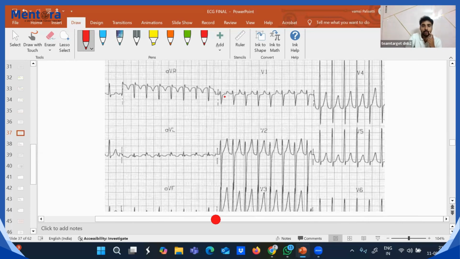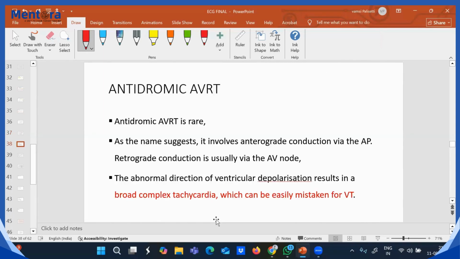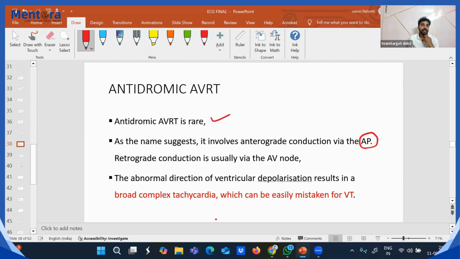So if I control the rate of this patient, that's it. This is the important thing. Nothing else. Okay, clear? Yes, sir. Right. So I go to the antidromic. I already told, antidromic is also rare. As the name suggests, it involves anterograde conduction via the accessory pathway. Retrograde conduction is via the AV node. So it definitely has a ventricular origin, so almost a broad complex tachycardia, something like a VT, which we already discussed can be easily mistaken for VT.